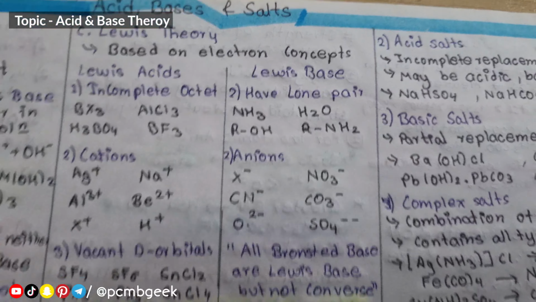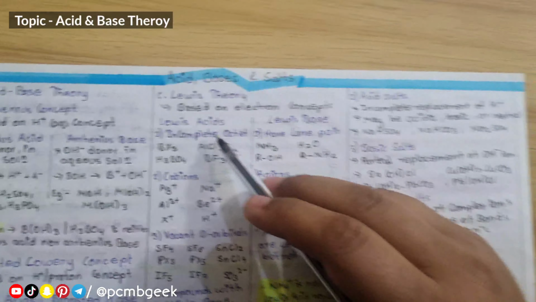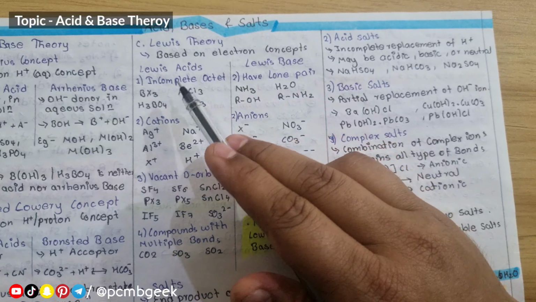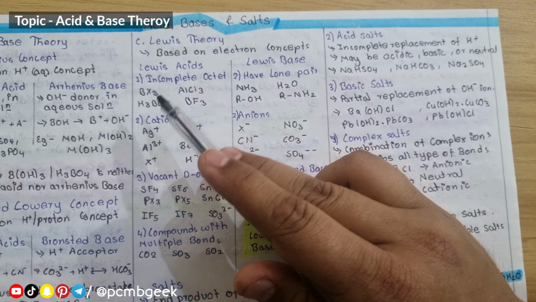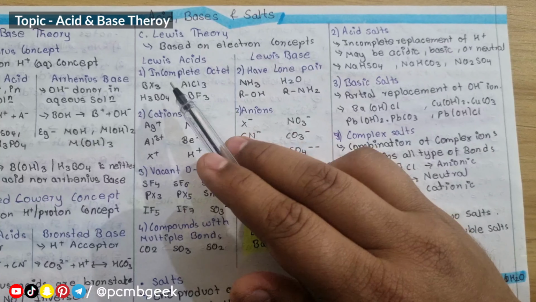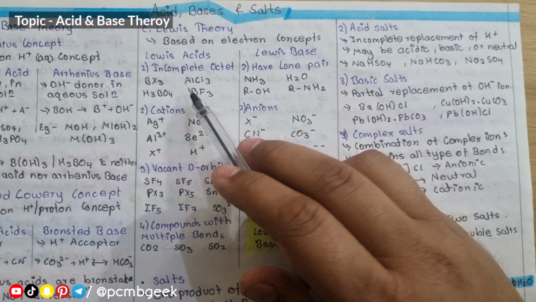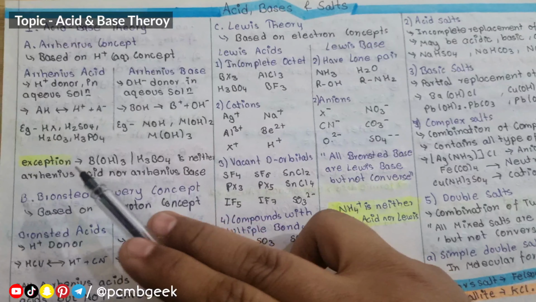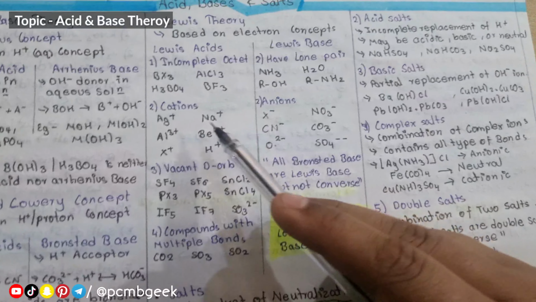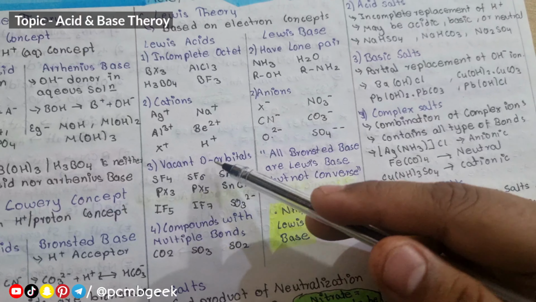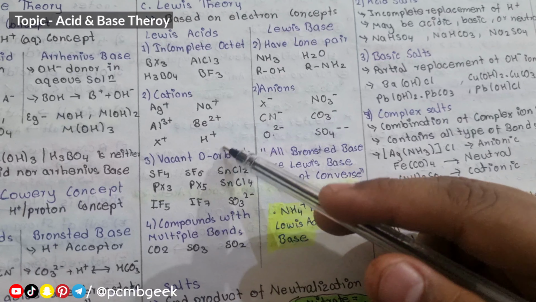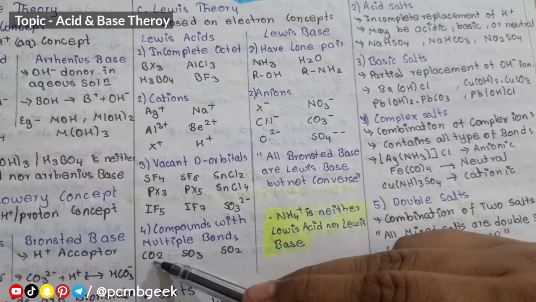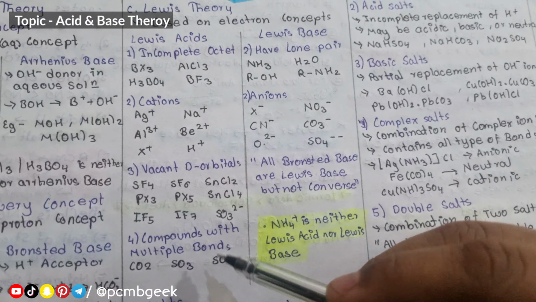Now, the third theory is the Lewis theory, which is based upon the electron concept, that is Lewis acid and Lewis base. Lewis acids are those compounds which lack completion of octet, that is BX3, AlCl3, BF3, H3BO3. Just remember, H3BO3 is neither Arrhenius acid nor Arrhenius base. Cations are Lewis acids. Those compounds having vacant d orbitals are Lewis acids. Compounds with multiple bonds are Lewis acids, for example carbon dioxide, sulfur dioxide.